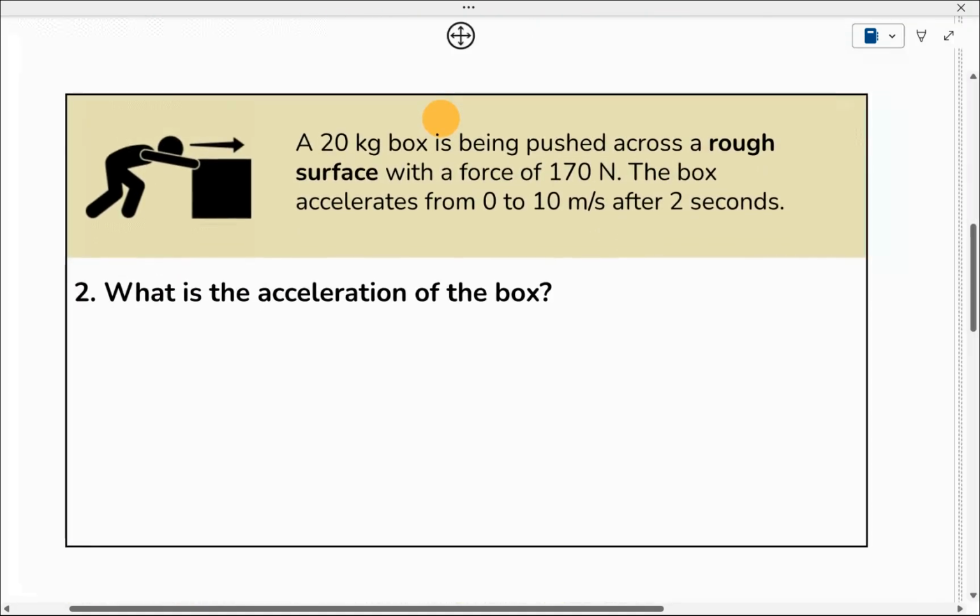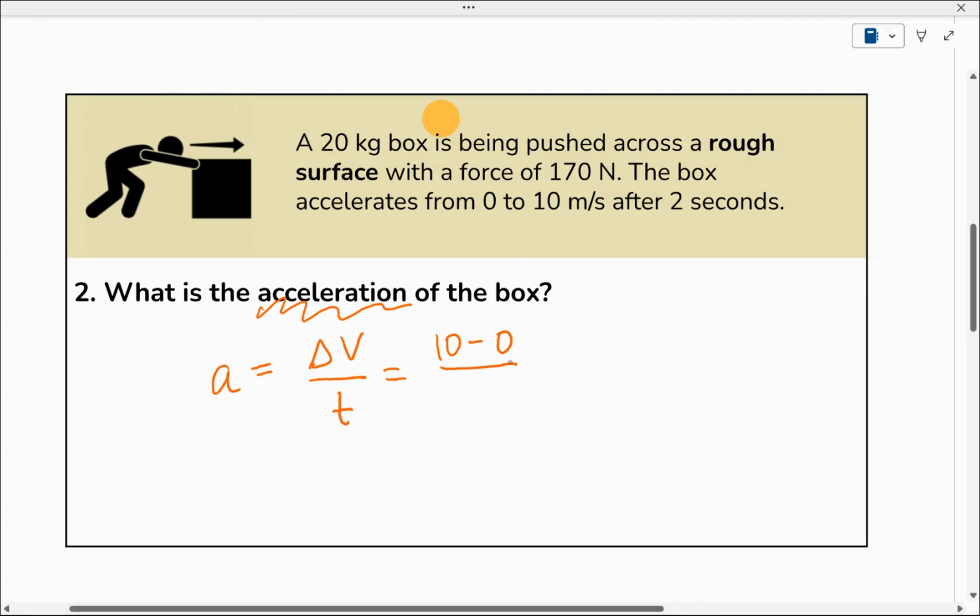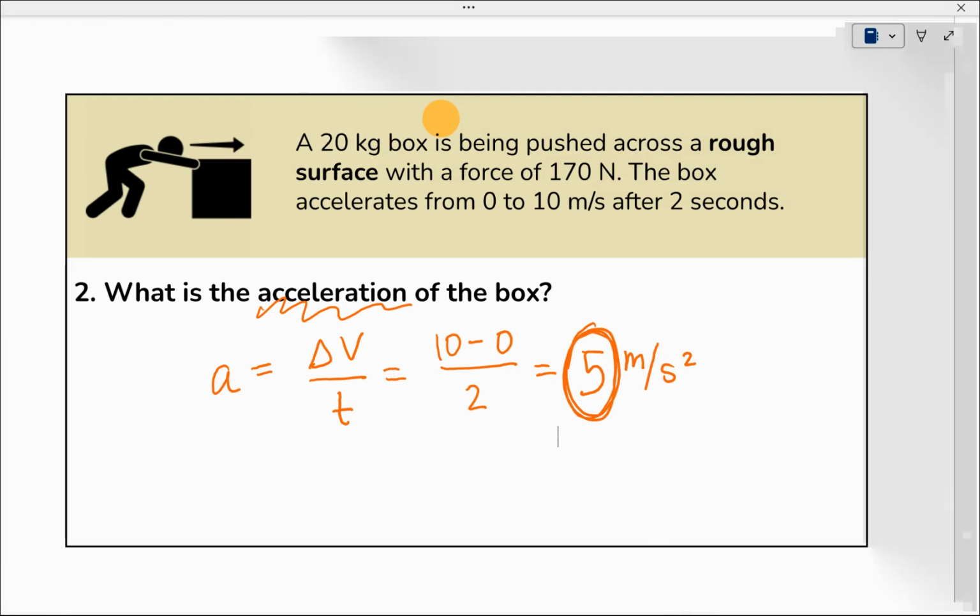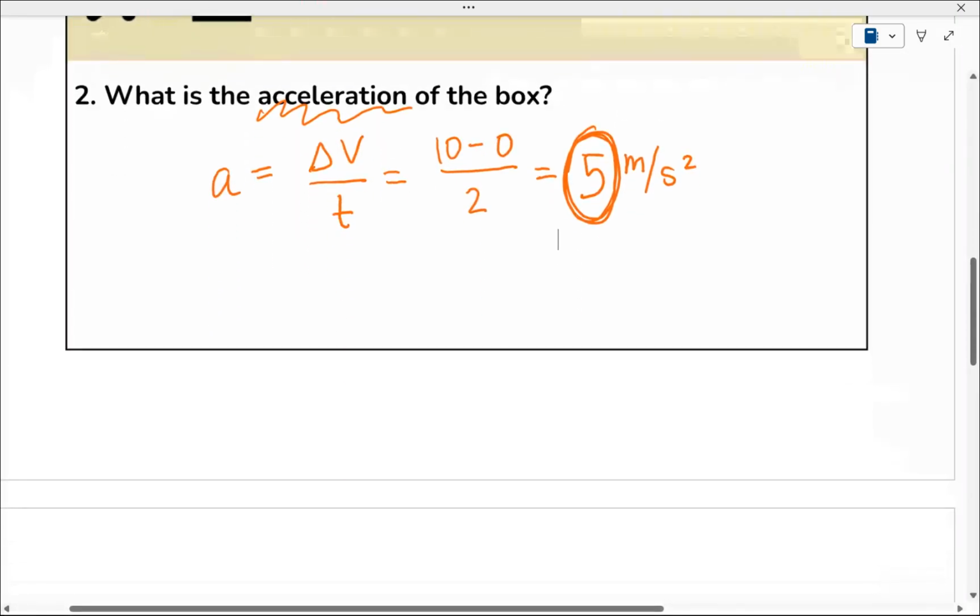So now to find the acceleration of the box, we will need to use the equation for acceleration as change in velocity over time. Velocity goes from 0 to 10. So we subtract those two numbers and it does it in 2 seconds. So the acceleration is 5 meters per second squared. Input the number 5 in the lobby, in the escape room form, in the Google form, to move on to the escape room.